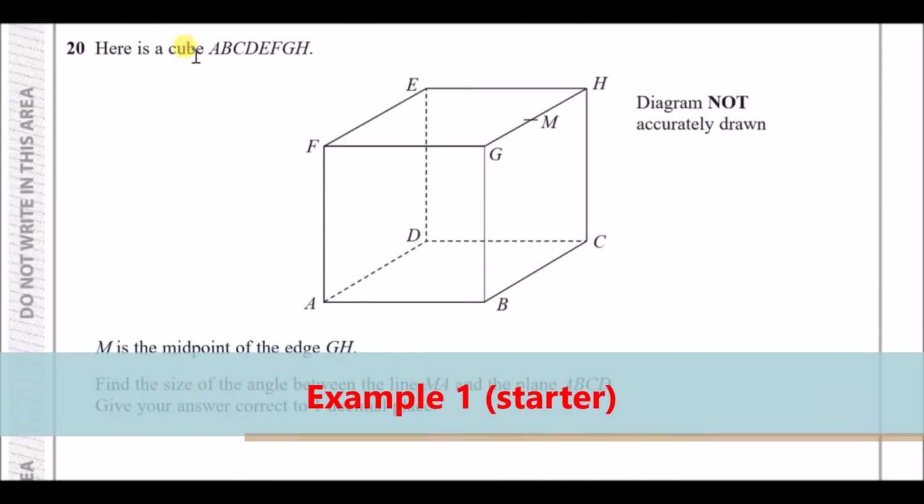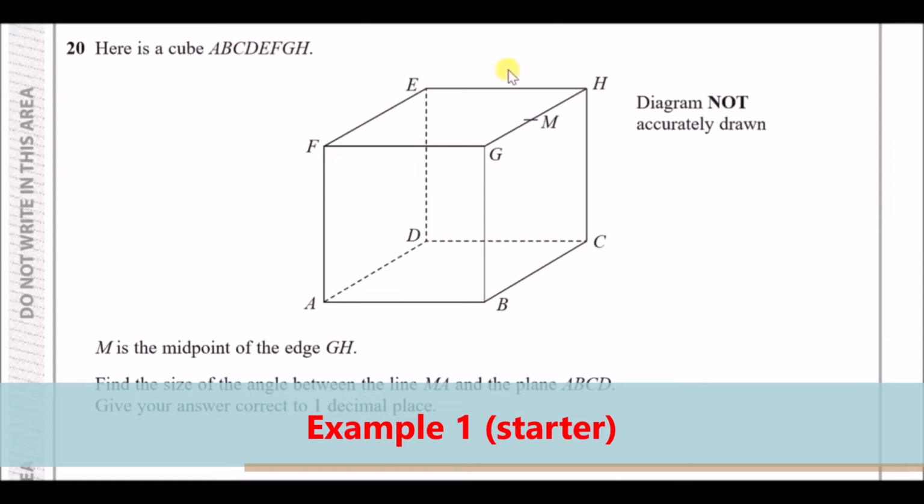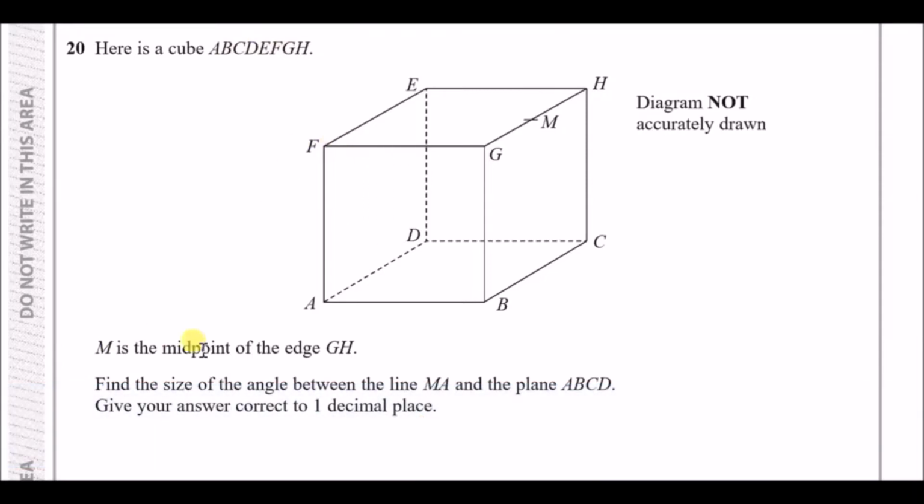So here is a cube, A, B, C, D, E, F, G, H, where M is the midpoint of the edge GH. So M is bang in the middle. Find the size of the angle between the line MA, so M connecting to A, and the plane ABCD, so the ground. Okay, with these kinds of questions, they're always the same.